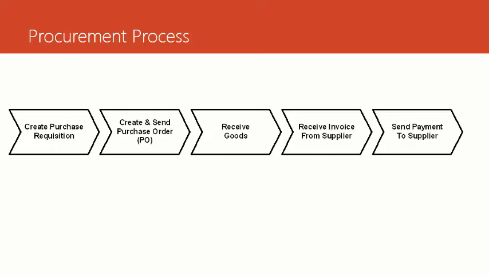When we receive the goods, we receive along with them an invoice. So we have received goods and received an invoice. In SAP, you will see these are called goods receipt and invoice receipt. The system actually makes sure that with every goods receipt, you have to have an invoice receipt. When you receive the goods, you have to have an invoice. And the last step is for you to send payment to the supplier. So that's the procurement process.